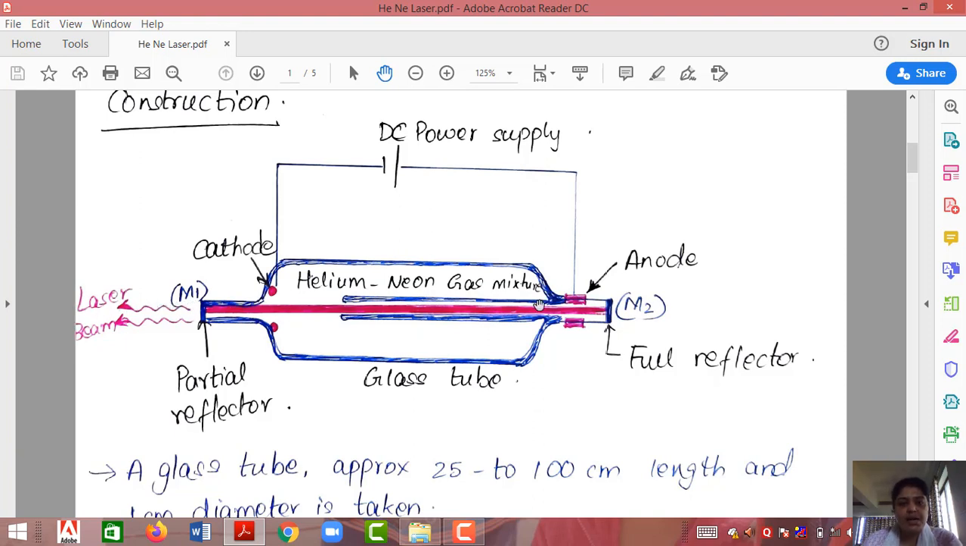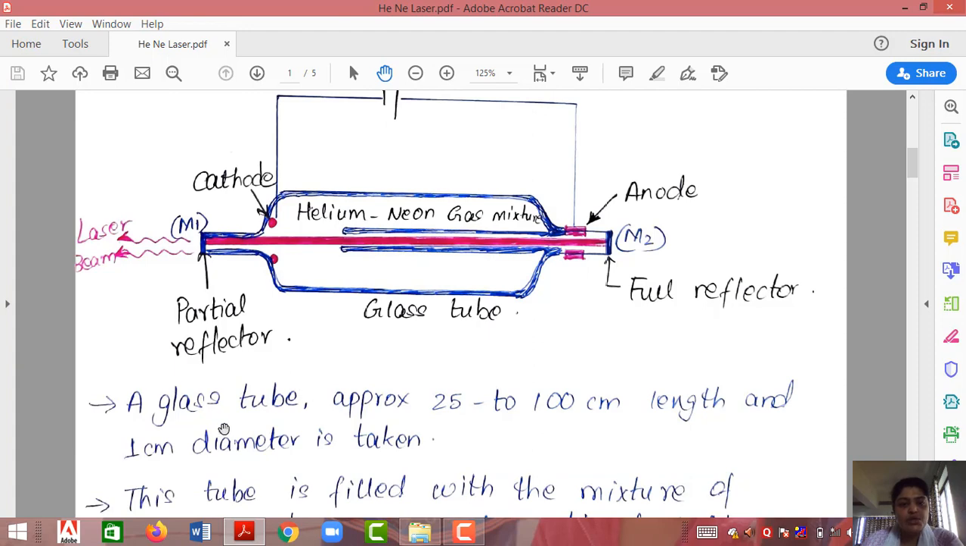At the two ends of the glass tube, there are two electrodes connected. One acts as anode, that is the positive terminal. The other acts as cathode, that is the negative terminal. So these are the two electrodes through which DC current is passed to this gas mixture. The glass tube which is taken is approximately 25 to 100 centimeters in length and approximately 1 centimeter in diameter.